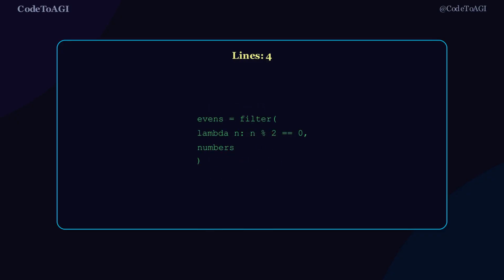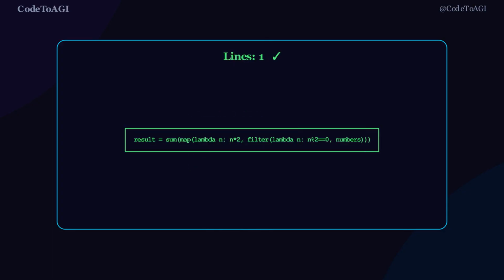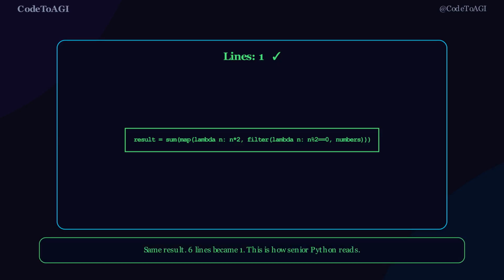Here's our starting loop. 6 lines. It filters even numbers. It doubles them. It tracks the running total by hand. Step 1, replace the filter logic. Filter. Lambda n: n mod 2 equals 0. Step 2, replace the transform. Wrap that in map. Lambda n: n times 2. Step 3, replace the manual total. Wrap the whole thing in sum.